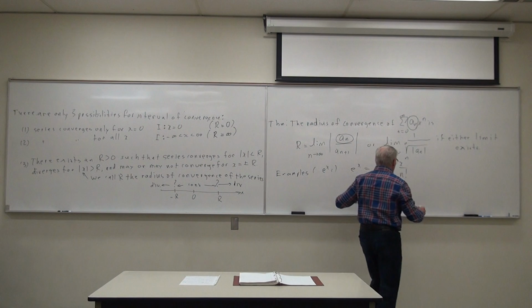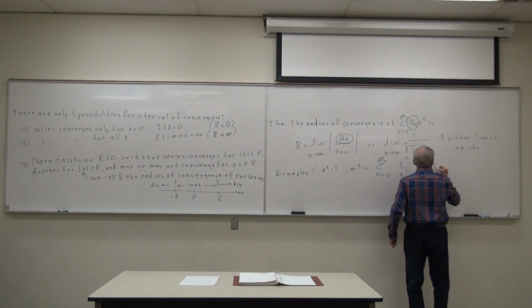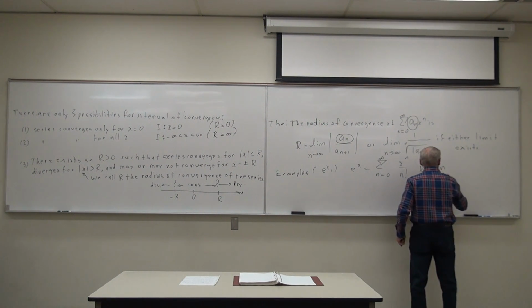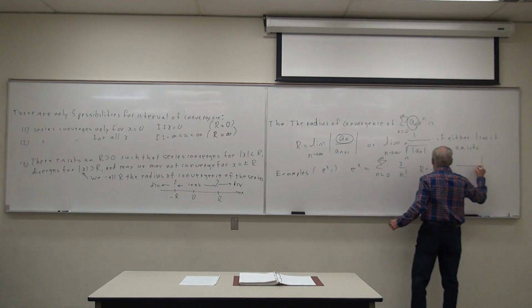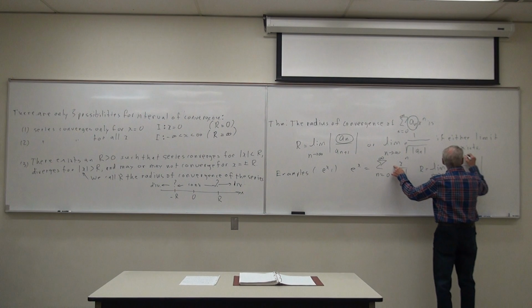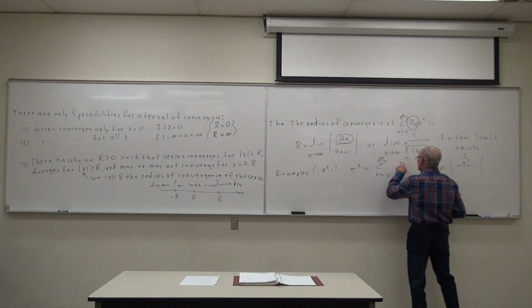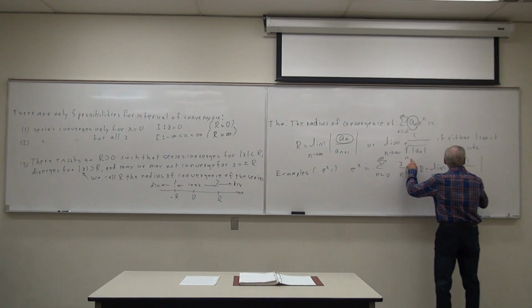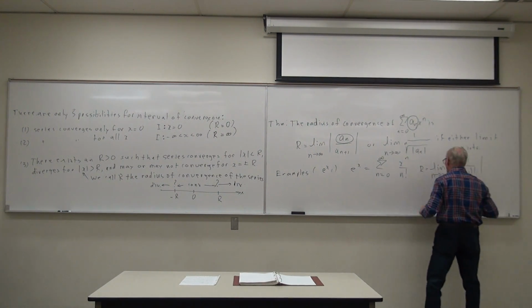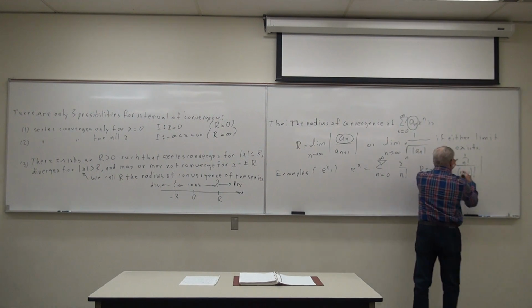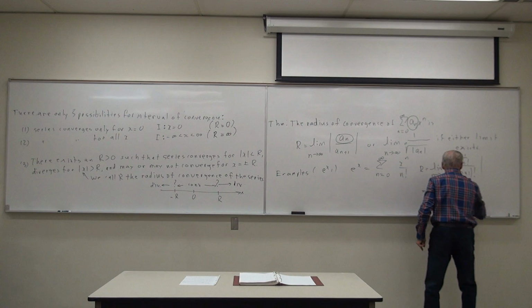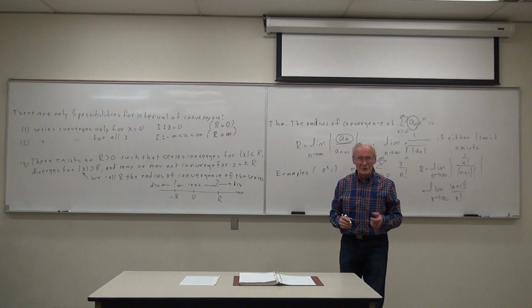If we use this formula, R is equal to the limit of the absolute value of a sub n, that which sits in front of x to the n. That's 1 over n factorial. What is a sub n plus 1? What sits in front of x to the n plus 1? That's 1 over n plus 1 factorial. How much is that? Well, if we invert, we'd have n plus 1 factorial over n factorial. Don't need the absolute values now because they're both positive.